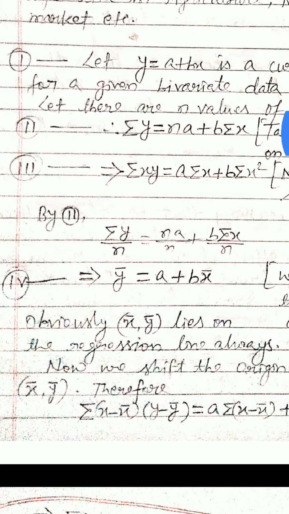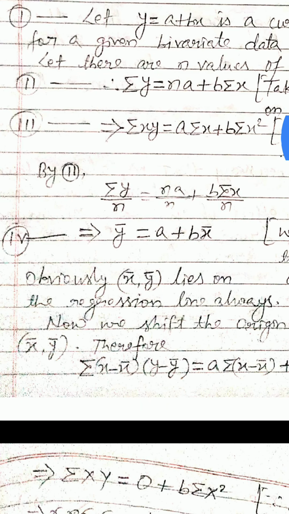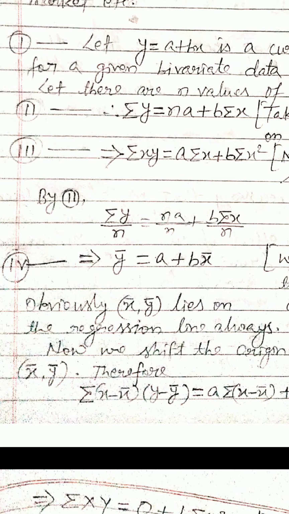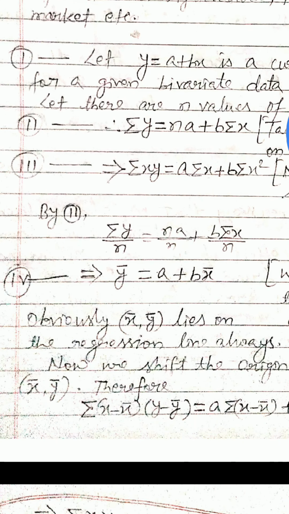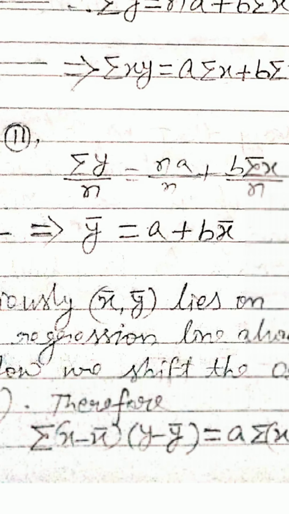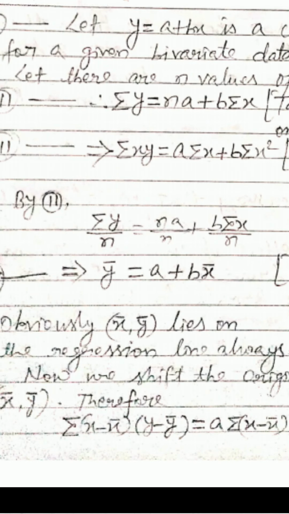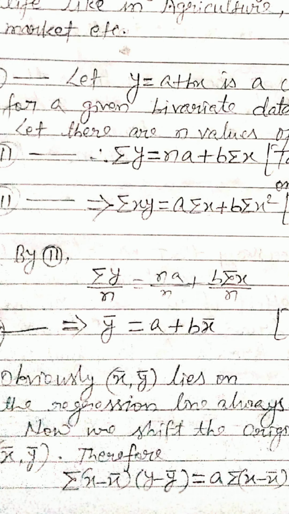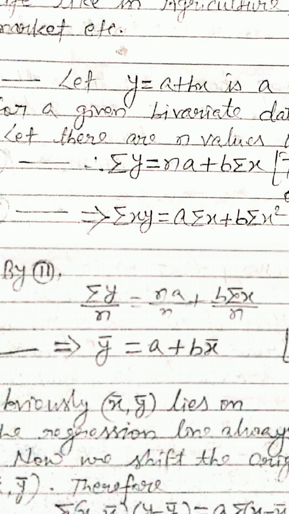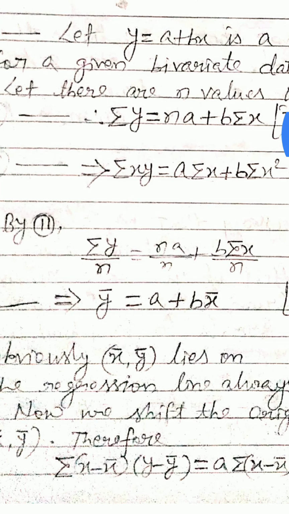Then summation of y by n is the mean of y, and on the right-hand side there is a plus b into summation of x by n, which is the mean of the x series. So finally we get the equation y bar equal to a plus b into x bar. See here carefully: the fundamental equation of the regression line is y equal to a plus bx, which we assumed previously, and here we see y bar equal to a plus b x bar.